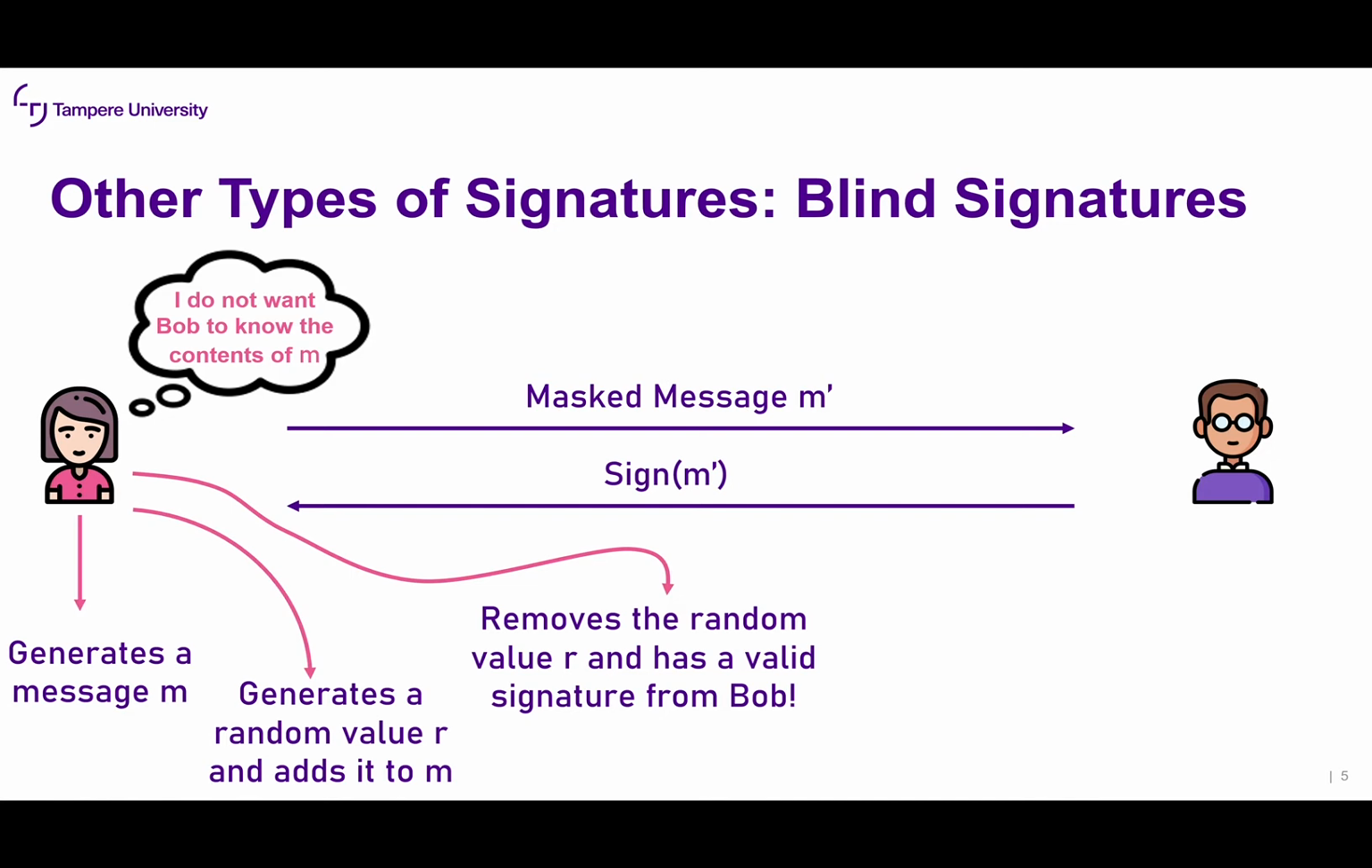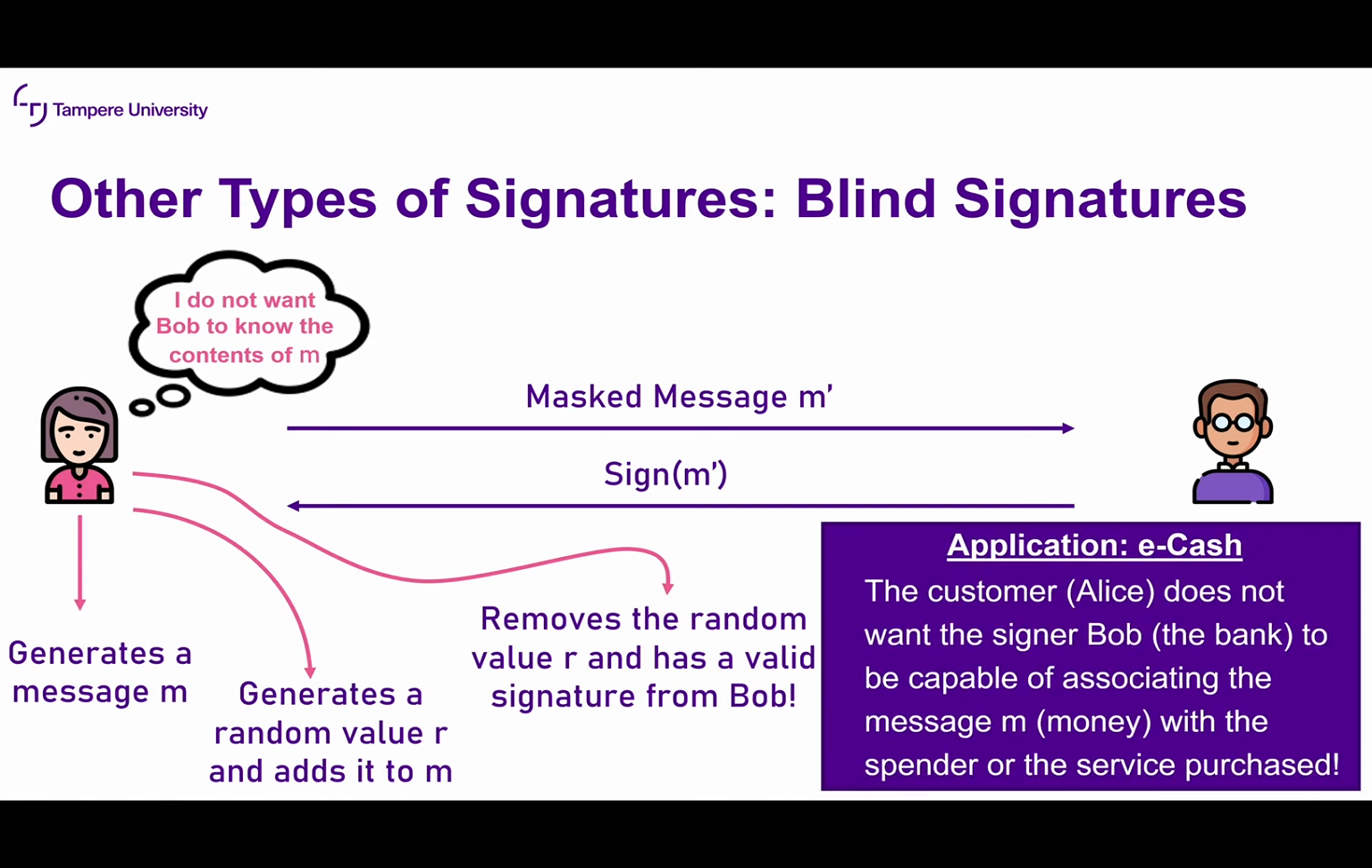Now, this might seem like a strange thing. I mean, why would Bob sign something without knowing what it is, right? Nevertheless, the concept has useful applications in situations involving anonymity, such as digital cash and electronic voting. So imagine that the customer, Alice, does not want the signer, Bob, the bank, to be capable of associating the message M, which is the money that Alice is going to spend, with the spender or the service that Alice will purchase.